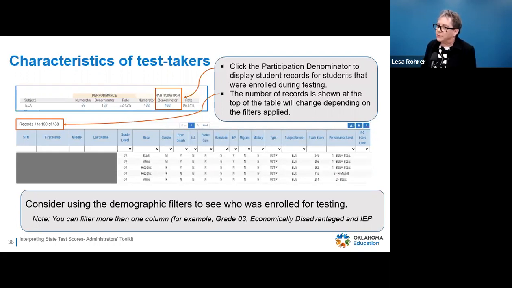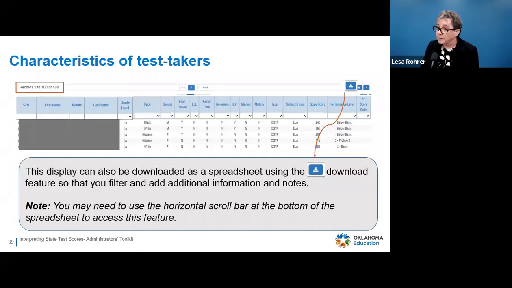The other thing we can do is click on that denominator, and when we do that, it goes into a spreadsheet that includes all of the students. The wonderful thing about this table is that anywhere that is blue, I can filter. So I can look at all of my third grade students who were female, who were homeless, and who were on an IEP. To understand how many students that is, the number of records changes up at the top. I can filter through and get an understanding of my enrollment demographics, or if I prefer, I can download that spreadsheet and work with it there.